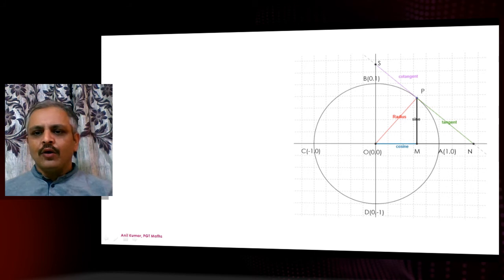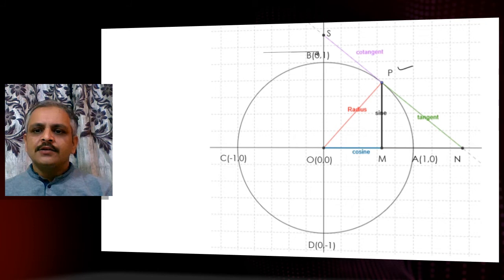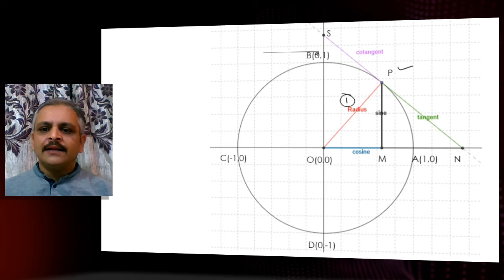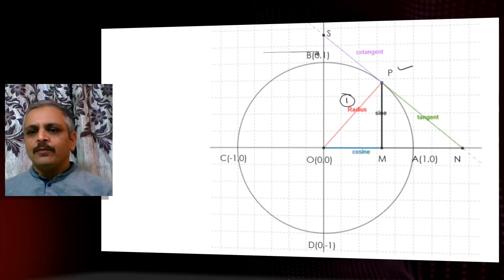So here I have a unit circle, center at O and radius OP. This radius is a unit radius that is equal to 1. Now, in class 9th and 10th, we studied about the 6 T ratios, that is sine, cosine, tan, cotangent, and secant and cosecant.